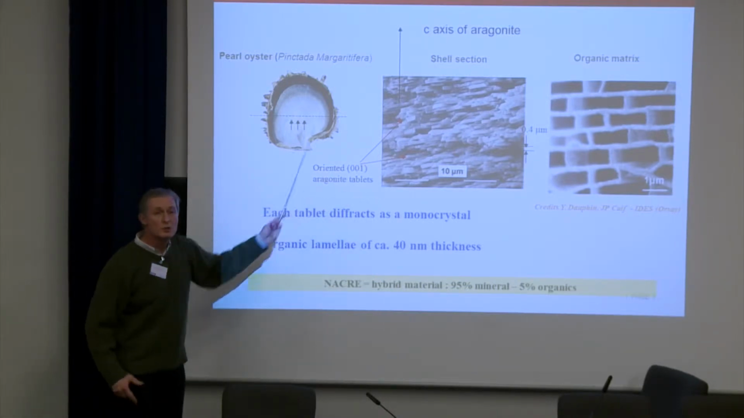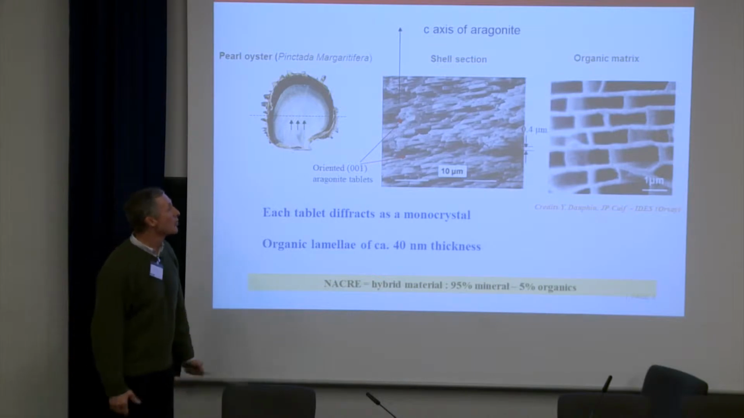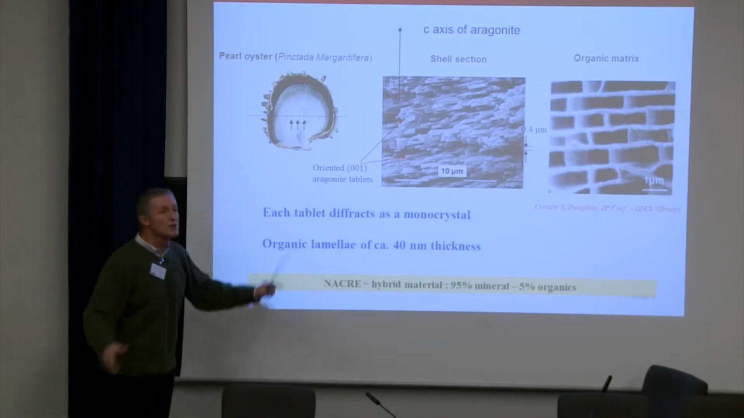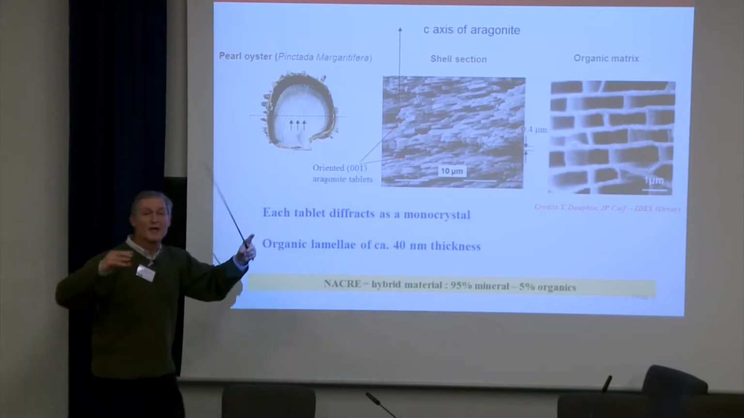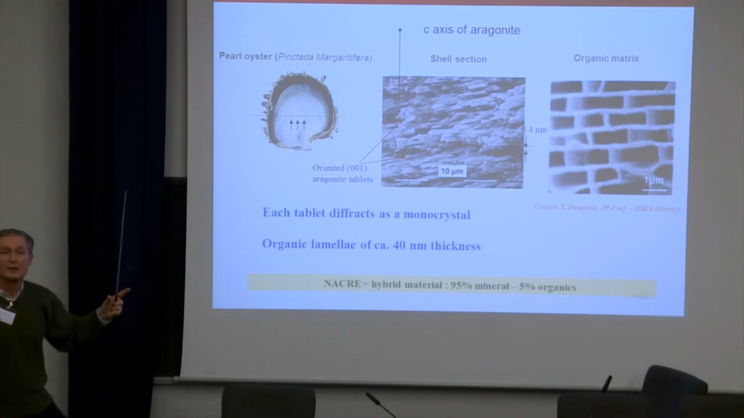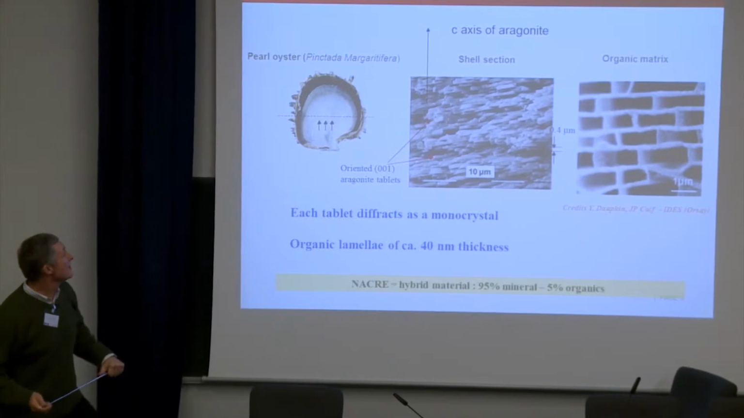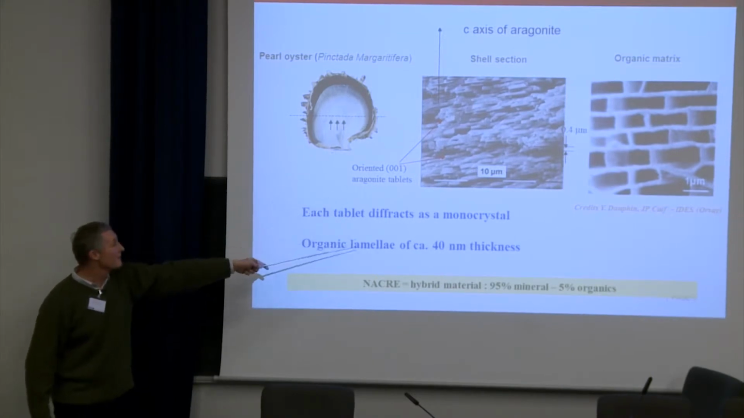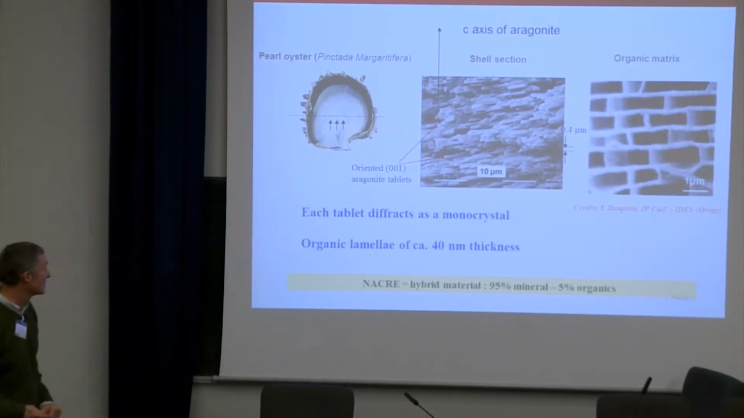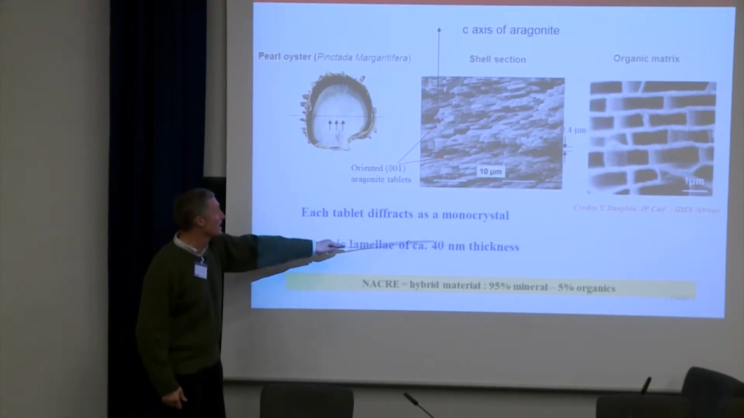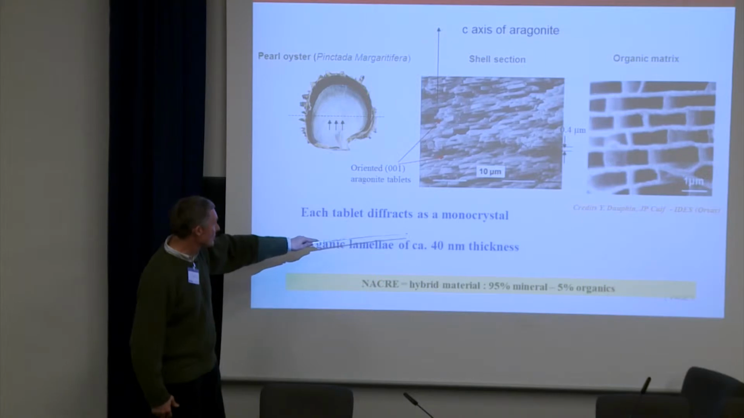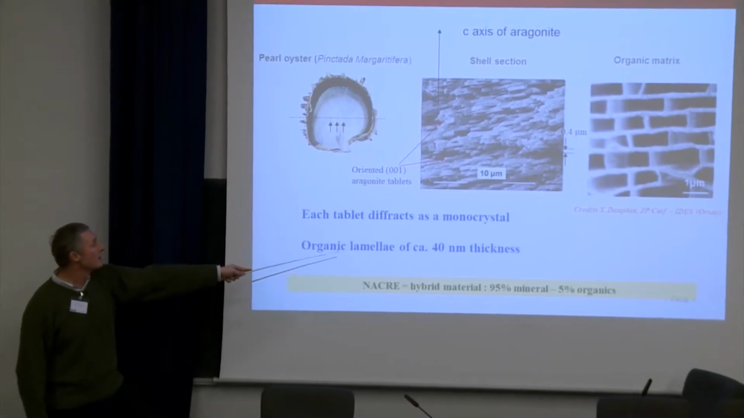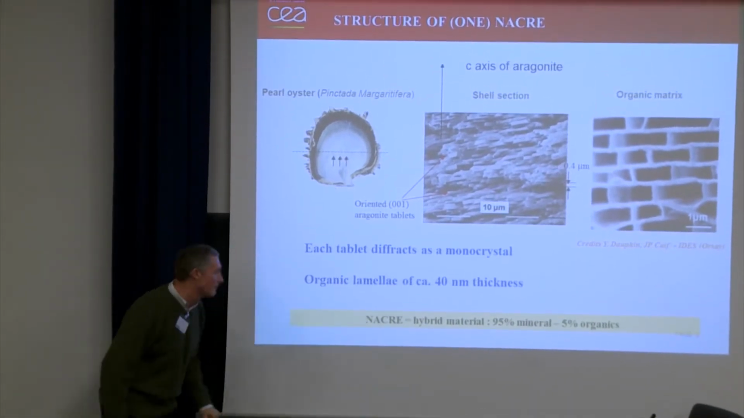But if you are able to remove the calcium carbonate part, a part of this organics is revealed. You can see it on this beautiful picture, where you have walls of organics which stick together all these calcium carbonate bricks. What is very impressive in this mineral is that each tablet of aragonite is diffracting as a monocrystal, which is quite surprising. And the dimensions are here. Typically, each calcium carbonate lamella is about 400 nanometers, while the organic thickness of each lamella is about 40 nanometers.